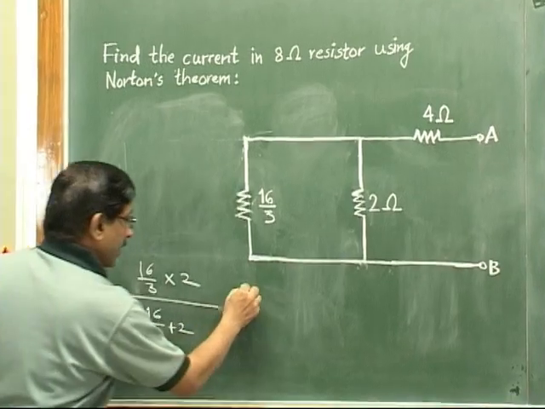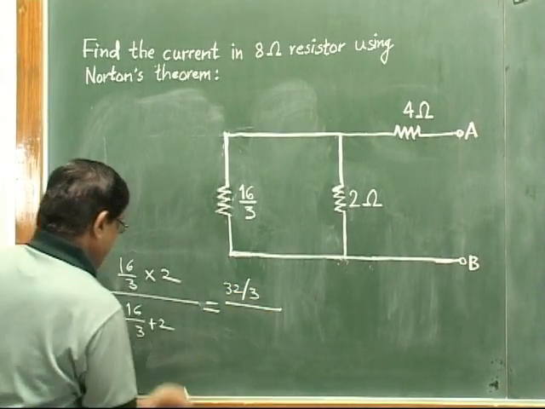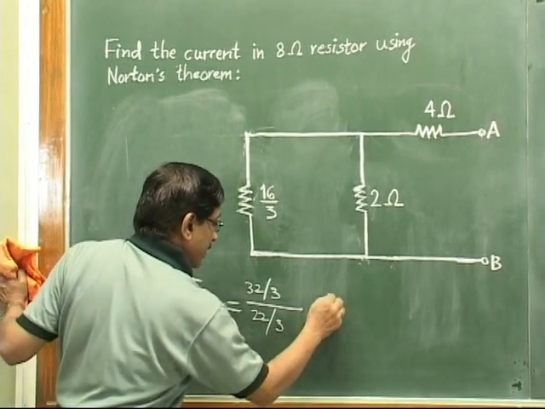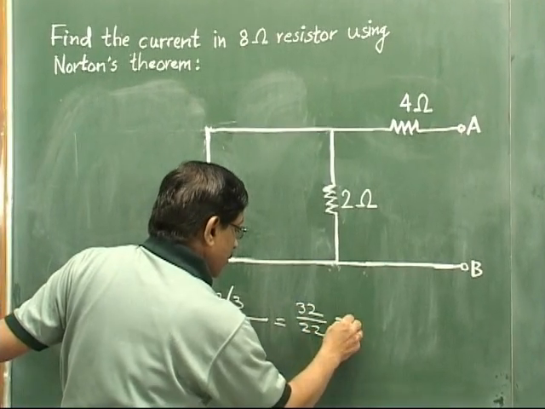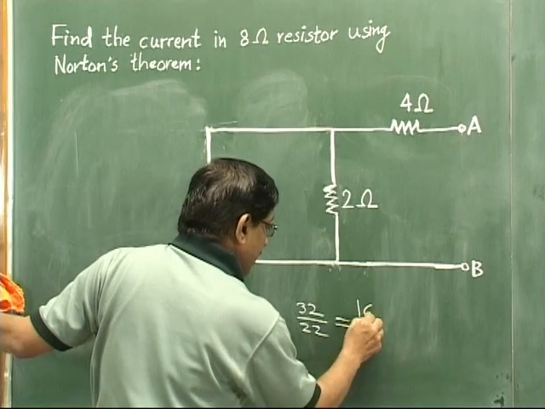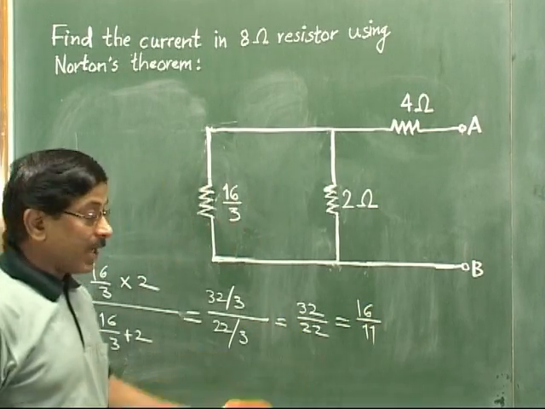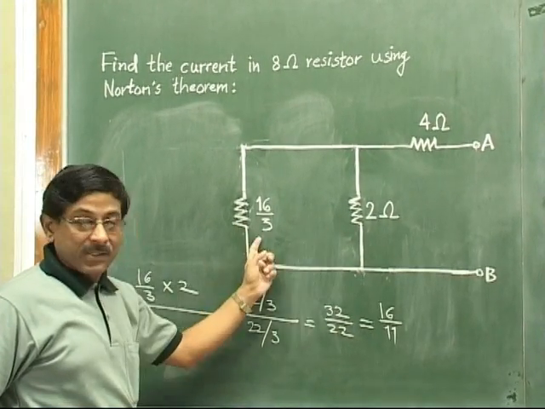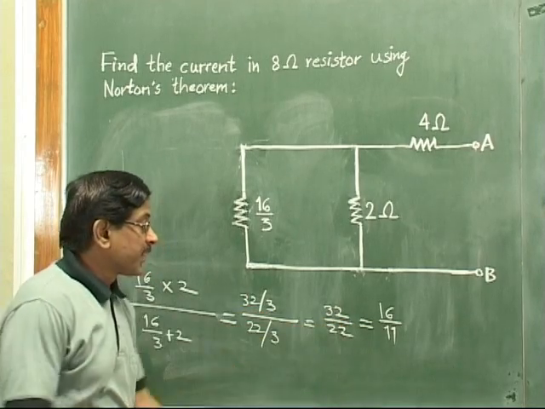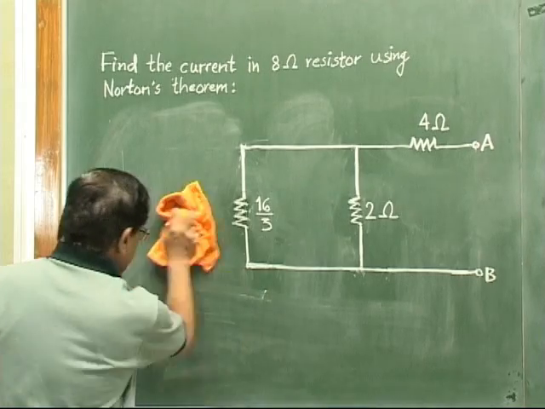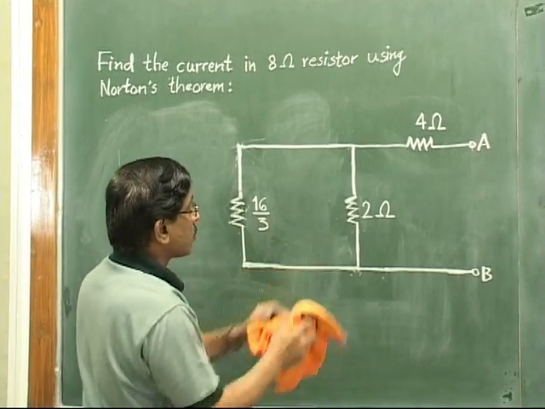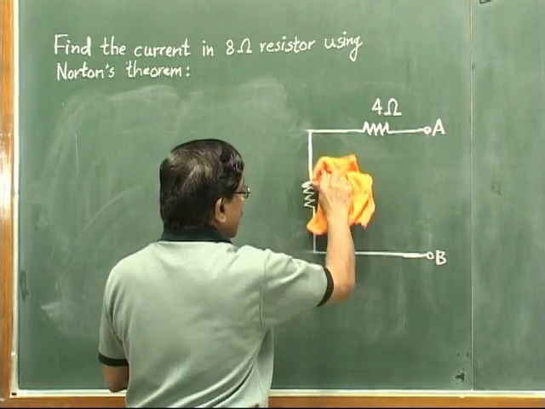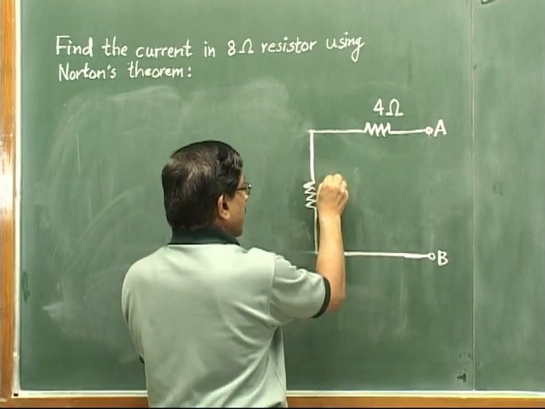So this will be 32 by 3 in the numerator. In the denominator, it will be 22 by 3. So it will be 32 by 22. So that will be equal to 16 by 11. So 16 by 11 will be the value of this parallel combination. So we can now replace both these resistances with the single equivalent value 16 by 11. Okay. So the circuit will be reduced like this. Instead of these two, one resistance of 16 by 11. So this value I write here, 16 by 11.